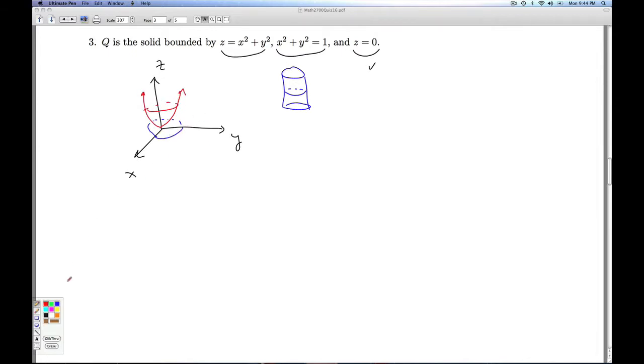So we imagine we've got the base of this thing is z equals 0. That's the xy plane. And I've got this paraboloid, and I've got this cylinder that's going to come up and sort of engulf part of the paraboloid. So the volume we're looking at is the solid that's outside the paraboloid but inside the cylinder that's above x squared plus y squared is equal to 1.